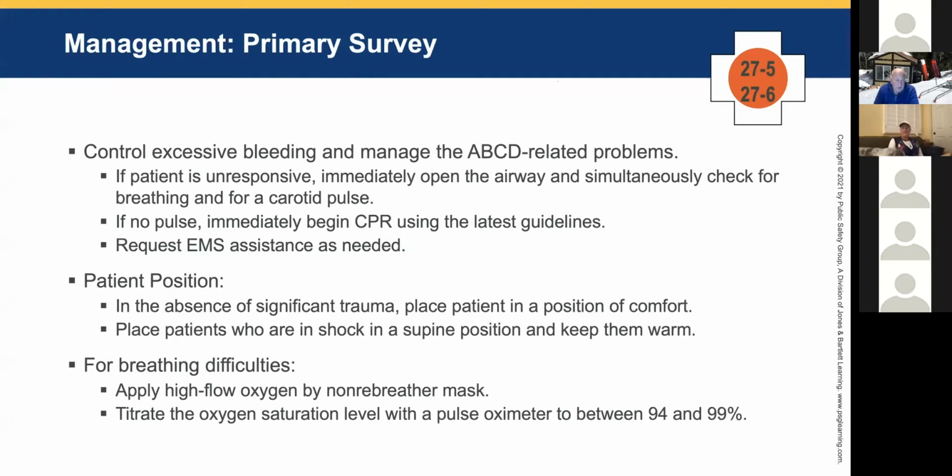Patient position: in absence of significant trauma, place the patient in a position of comfort. And patients who are in shock, they want to be in a supine position and keep them warm. For breathing difficulties, high flow oxygen by non-rebreather mask. Want to titrate the oxygen level with the pulse oximeter, so we get between 94 and 99%.